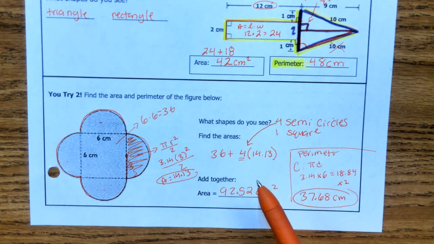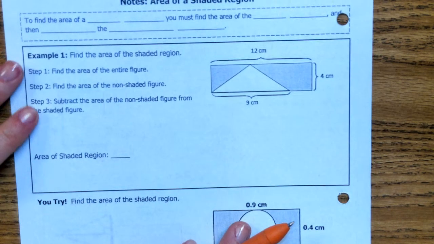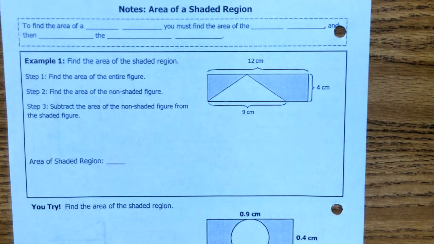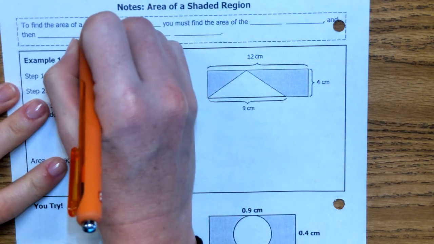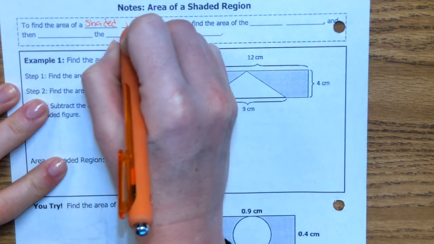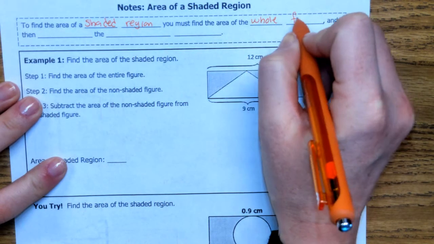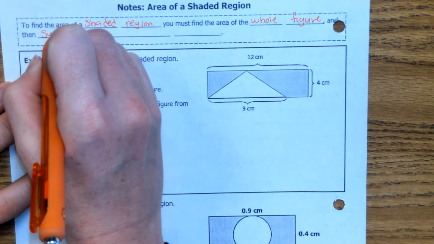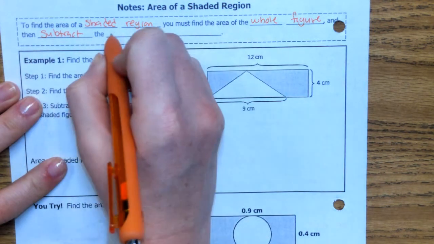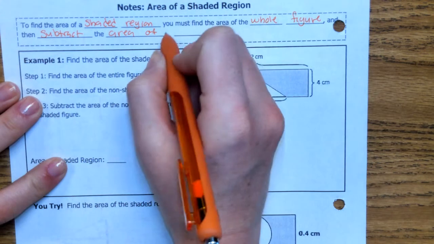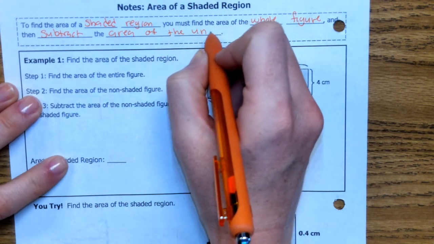Are there other questions? No, this is pretty easy. All right. The back is very, very similar to the front, but this time we have a piece removed instead of a piece being added. So to find the area of a shaded region, you must find the area of the whole figure and then subtract the area of the unshaded region.